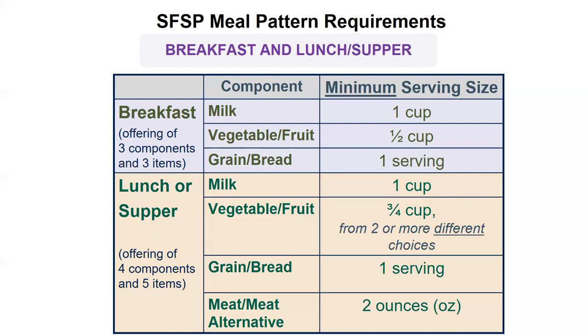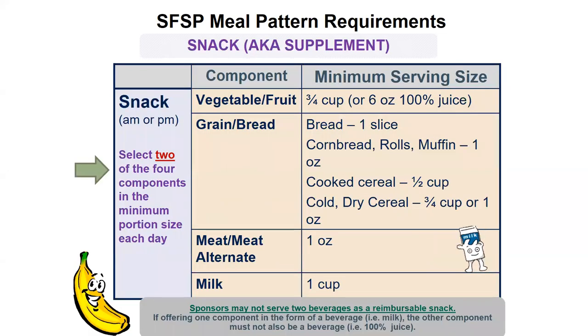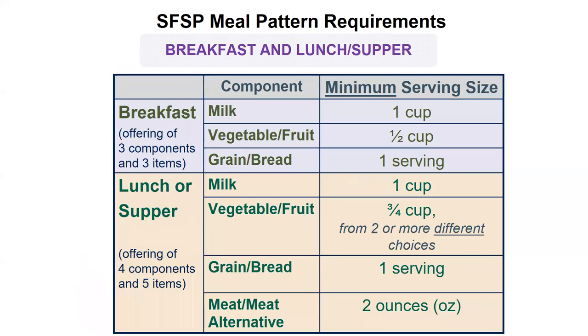Or you could do 1/2 cup of each and just exceed it and do 1 full cup serving each day. So it could be an offering of 2 different fruits, 2 different vegetables, or 1 fruit and 1 vegetable to achieve that minimum of 3/4 cup. One other thing I wanted to mention on that slide, I'm sorry.